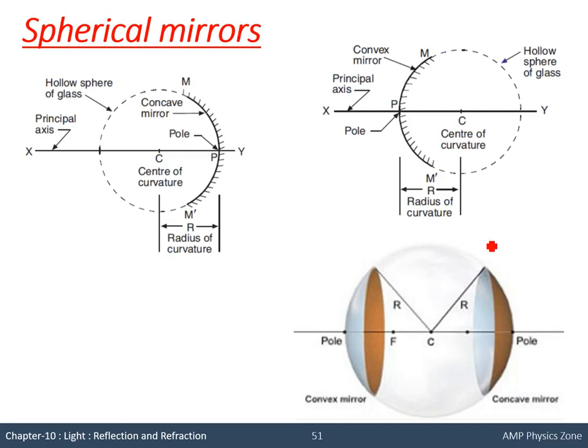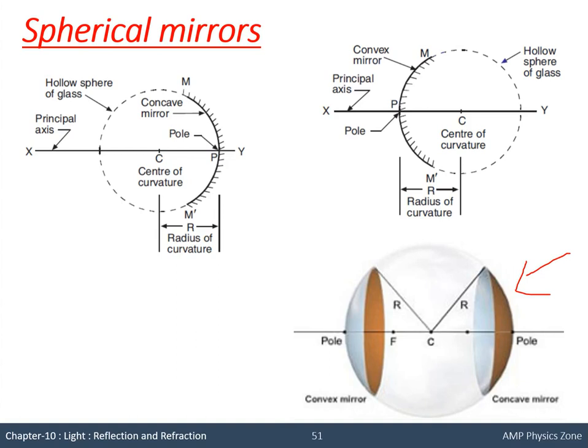This is how spherical mirrors are made. A hollow sphere of glass is taken, then from that a small piece is cut, as you can see here in the diagram at the bottom. This is how spherical mirrors are formed. Then coating is done either inward or outward. If outward coating is done, reflection will be inward, and that is called a concave mirror. If coating is done inward, then reflection will be from the outward surface, and that is called a convex mirror.